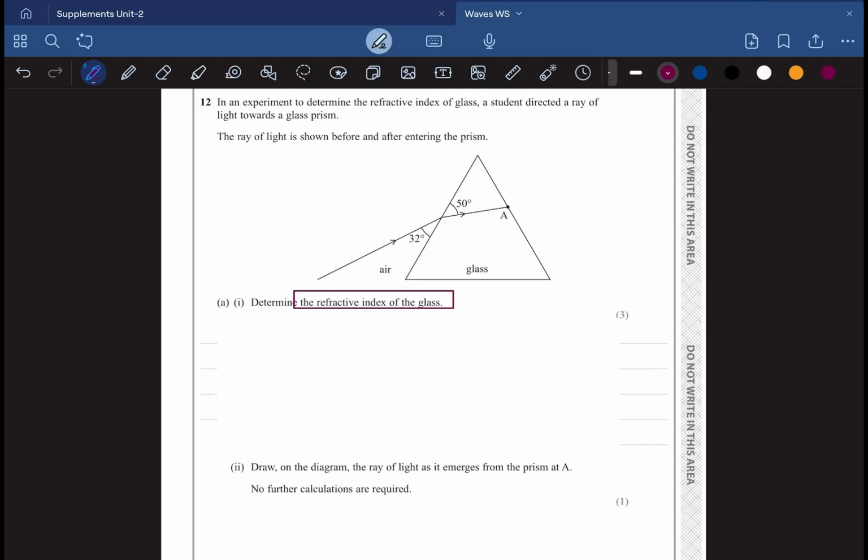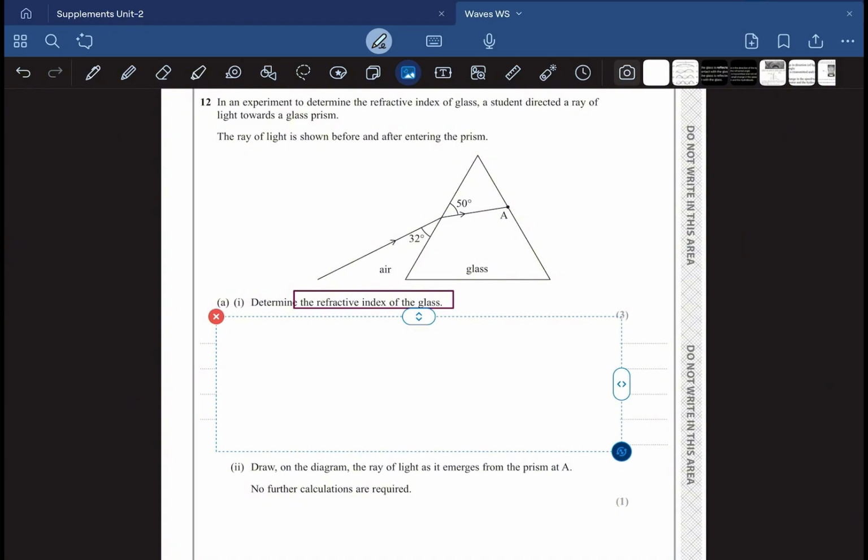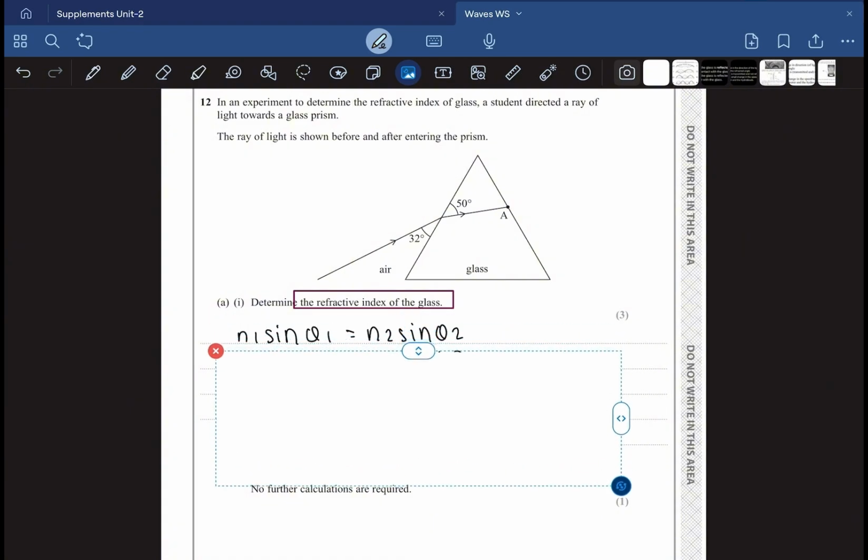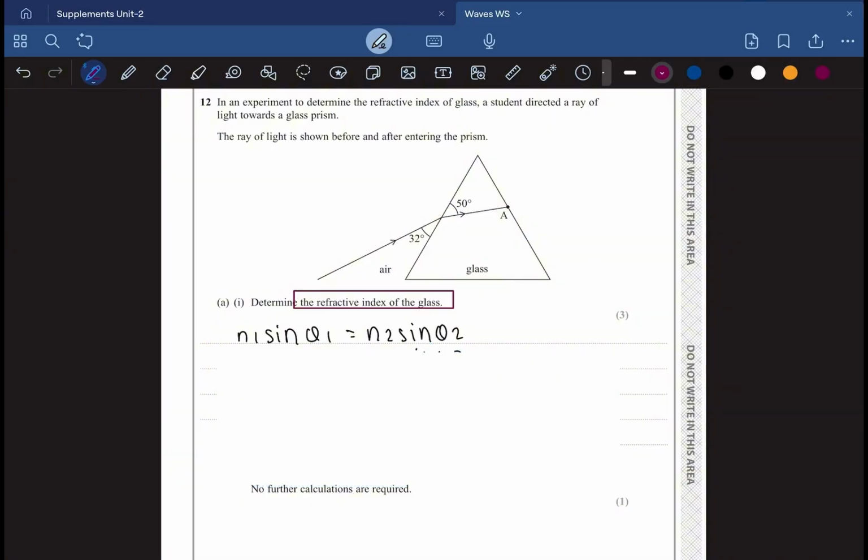To figure out the refractive index of the glass, we have to use the formula n1 sin theta 1 equals n2 sin theta 2, the exact formula that we used in our last maths as well. We know the refractive index of air is 1, and theta 1 is going to be about 32, and theta 2 is actually 50. But no, you cannot take these as 32 and 50. Here is the gamble that Edexcel always plays: you will always have to take the angle with the normal.